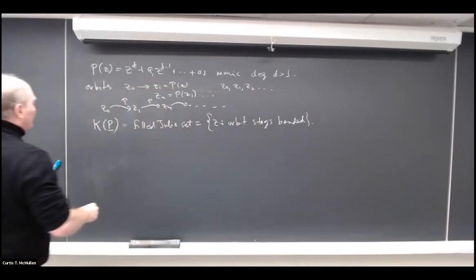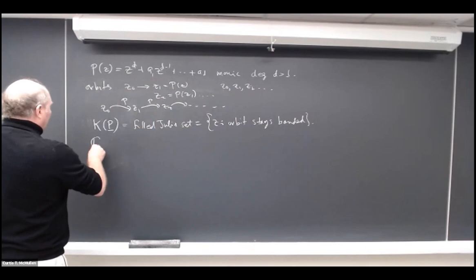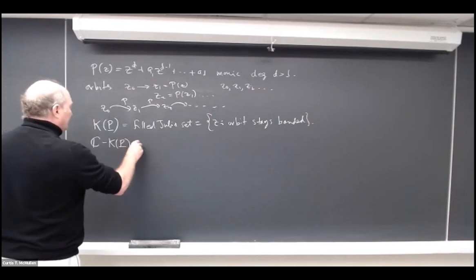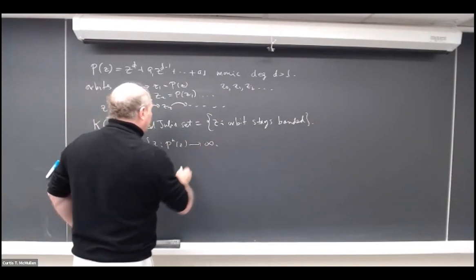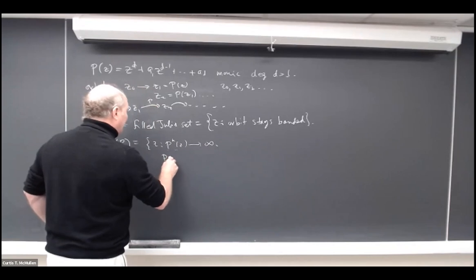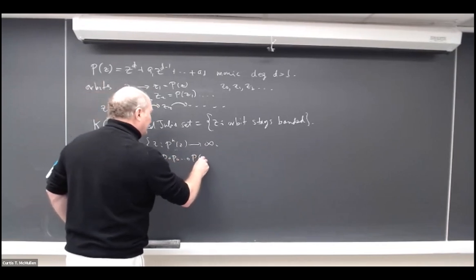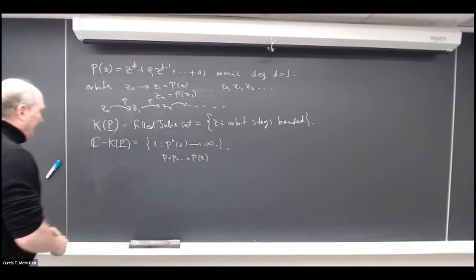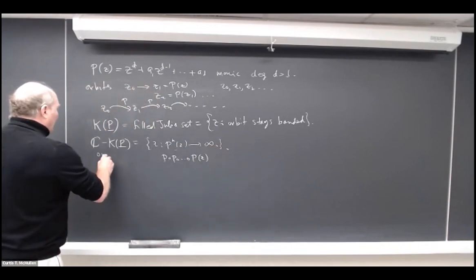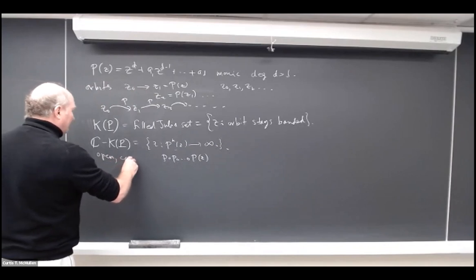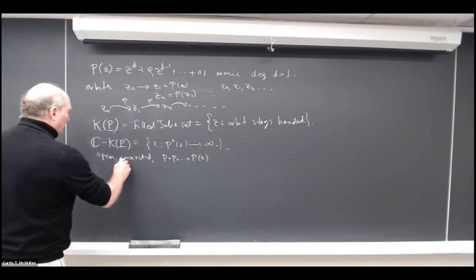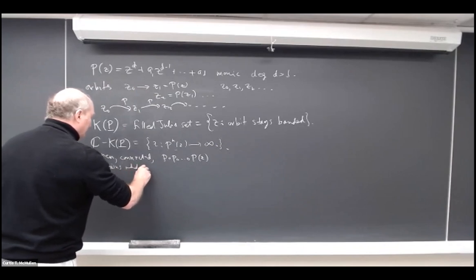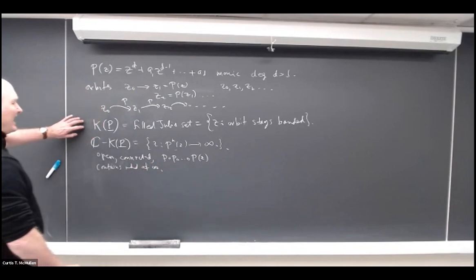Now, it's easy to show that the complement of the Julia set in the complex plane, this is, of course, the set of Z such that P to the n of Z tends to infinity. This doesn't mean you take the nth power. This means you take P and you compose it with itself n times and apply it to Z. It's easy to see that this is open and it's connected, and that its complement is bounded, or in other words, it contains a neighborhood of infinity. And so this K of P is compact.